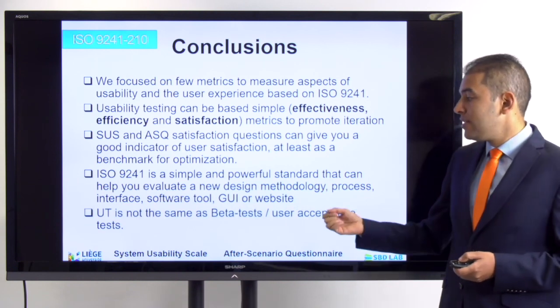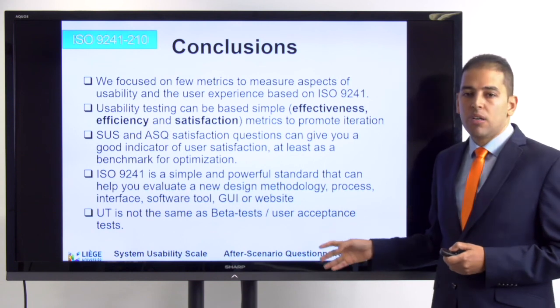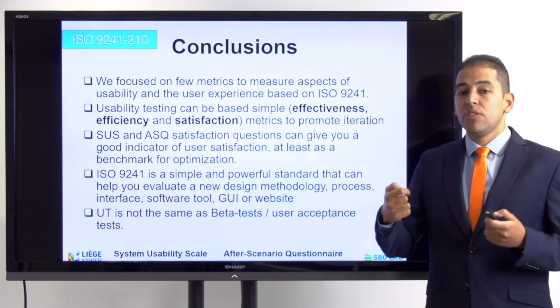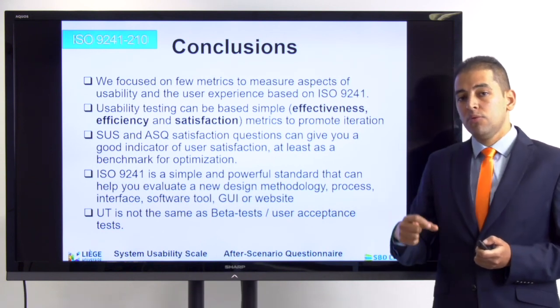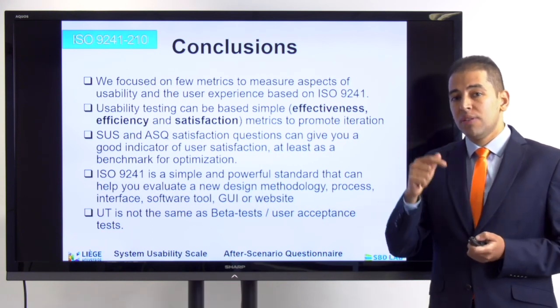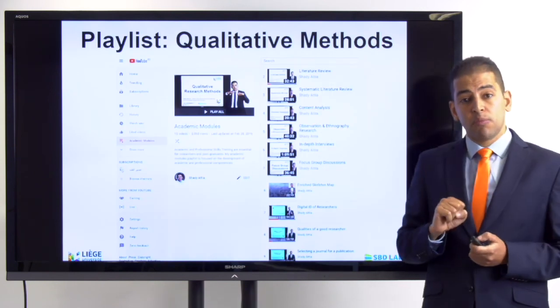And for sure, usability testing is not the same as beta testing. User acceptance tests are something else. We are here looking at early human-centered design processes where we want to try to inform the design process by doing simple and fast testing in order to improve and iterate on the development of the solution that we are working on. By that, I terminate my presentation.